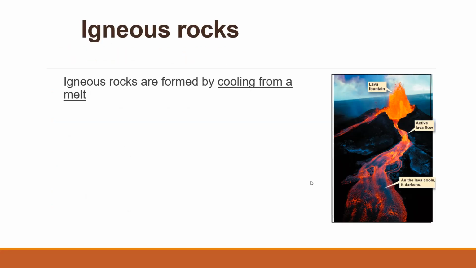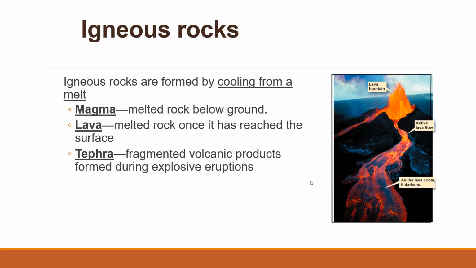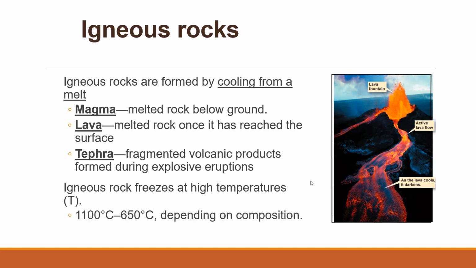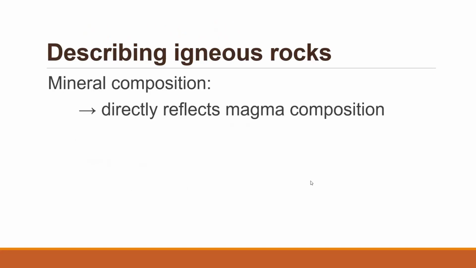So igneous rocks are formed by cooling of a melt. Magma is melted rock beneath the ground. Lava is once that rock reaches the surface. Tephra are fragmented volcanic products formed during volcanic eruptions, so tephra is almost a sedimentary volcanic rock. Igneous rocks freeze at high temperatures, anywhere from 1100 Celsius down to 650 Celsius, depending on their composition. So the mineral composition will reflect the magma composition.